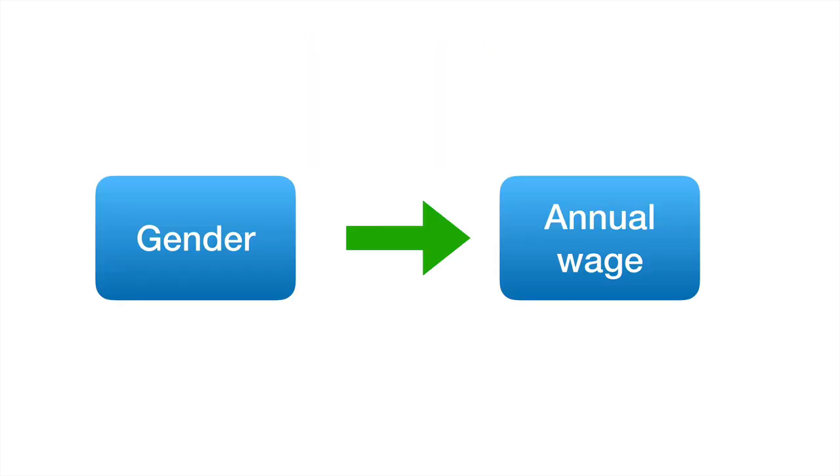So here our independent variable is gender. We're comparing men to women. And the dependent variable is annual wage. And we're wondering whether the annual wage is influenced by whether a person is a man or a woman. Okay, let's go through another example.